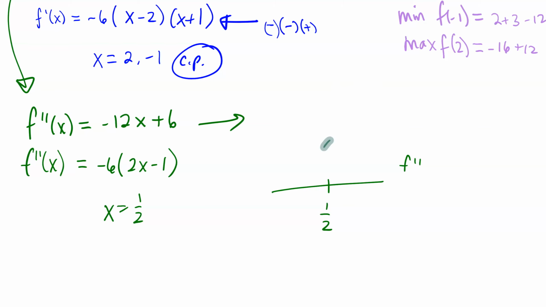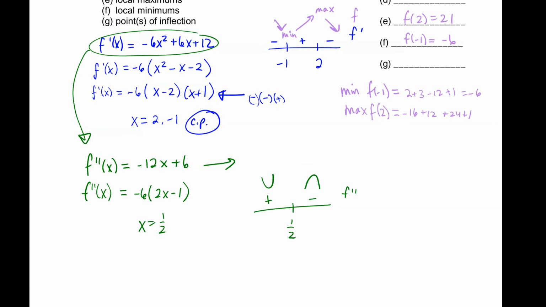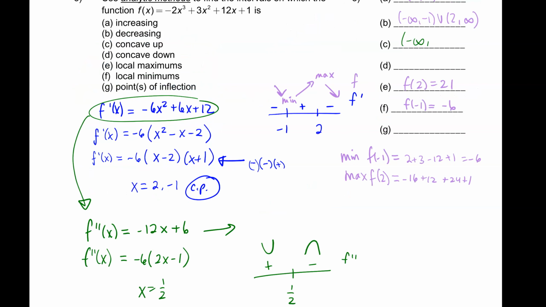Okay. So for concavity, all I need to do is pick a number. I'm going to pick 0. Putting in 0 is positive, and over here is negative. That means concavity looks like this. If you're happy and positive, you're smiling. If you're negative, you're frowning, you're sad. So where we're concave up is C, negative infinity to 1/2, and concave down is 1/2 to infinity.